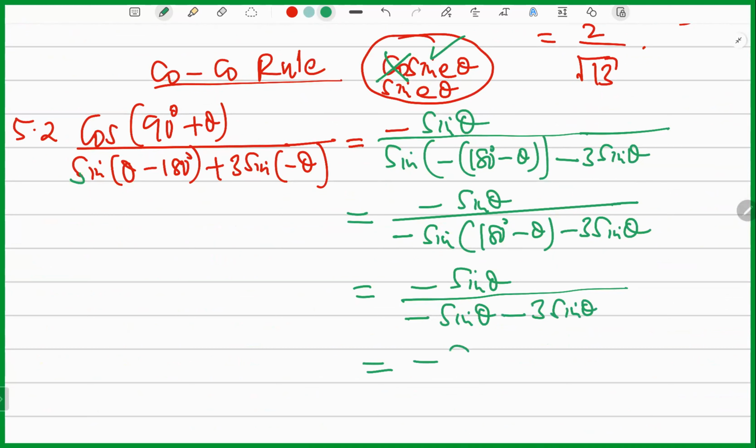So this is minus the sine of theta, all divided by minus sine theta minus 3 sine theta, which is minus 4 sine theta. Now look at this. The sine cancels out, leaving us with 1/4, and that is the answer. So the answer is 1/4. Any question?